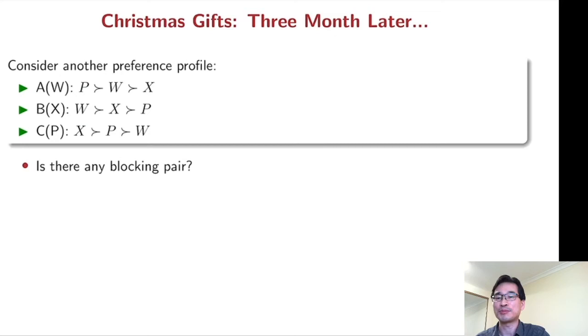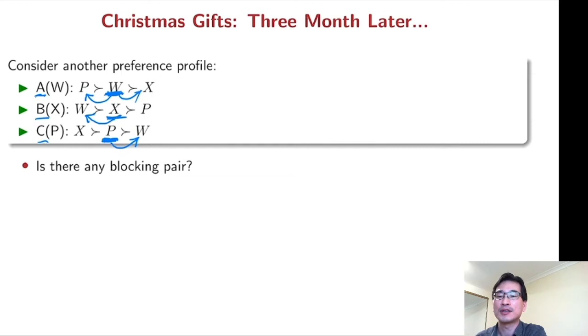Now let's consider another preference. As before, Alice is endowed with W, Bob is endowed with X, and Chris is endowed with P. Is there any blocking pair? A can be better off by taking P, but C, who currently owns P, is not going to be happy with W. And player B wants to take W, but A is not going to switch W with X.